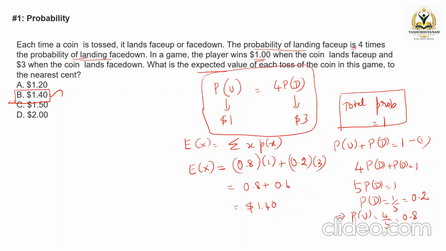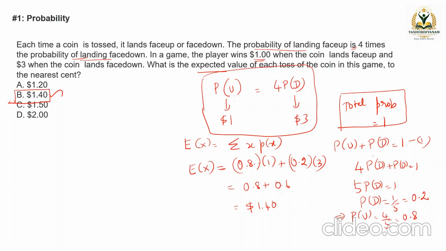P of U is 4 times P of D. I've used that in this equation: P of U plus P of D is equal to 1. So I've got 5 times P of D is equal to 1. P of D is 0.2, so P of U eventually becomes 0.8.